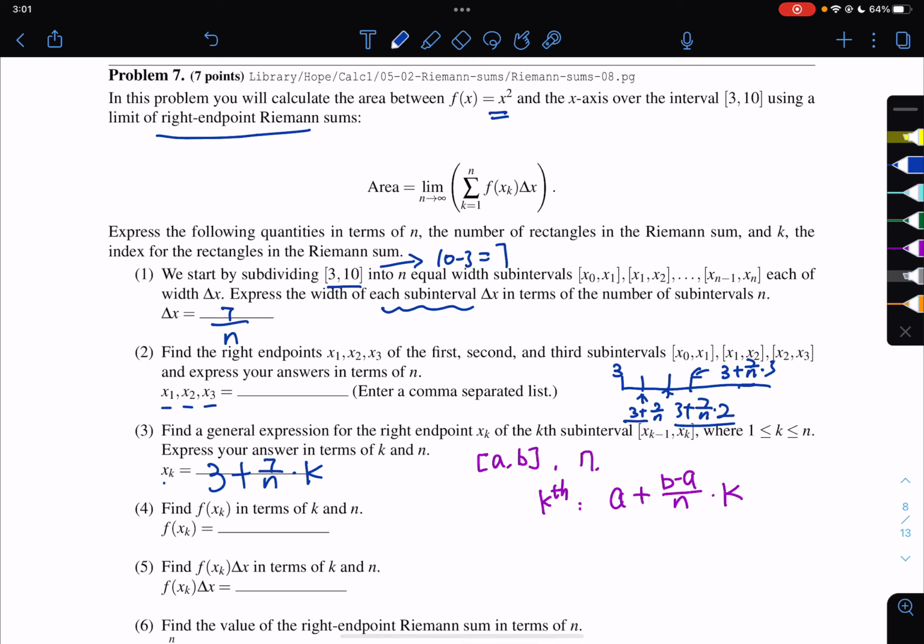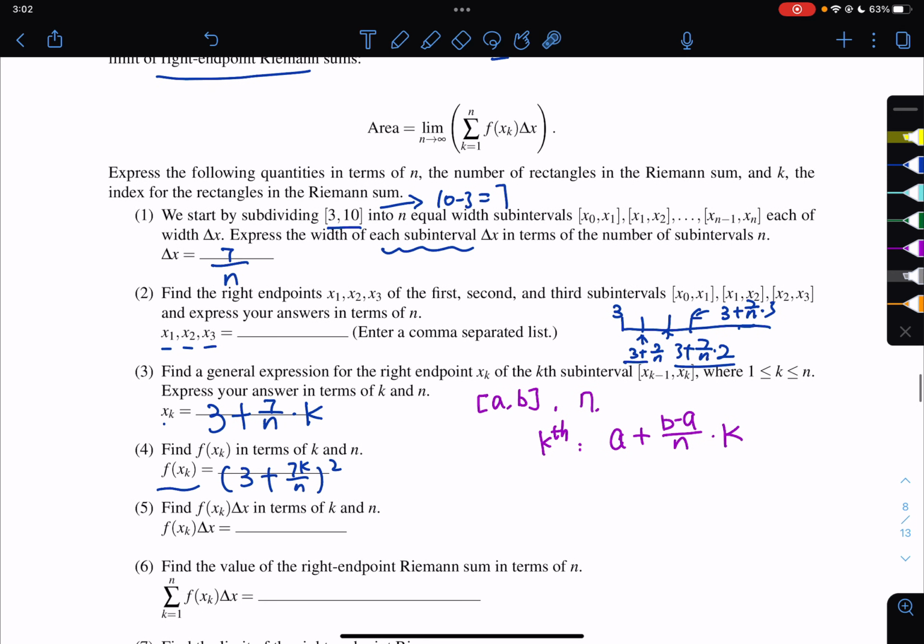So if I know the expression, then I plug it back into the function. So it's (3 plus 7k over n) squared, which is my function value, the height of my rectangular region. I want to multiply it by delta x, which is the base. So I'm going to multiply those two pieces together and end up with (3 plus 7k over n) squared multiplied by 7 over n.